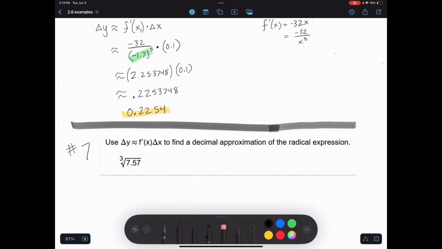Okay, let's look at another example. And this is number 7, so the very next problem. And this is a really cool example because this shows how computers can use this to approximate irrational numbers.